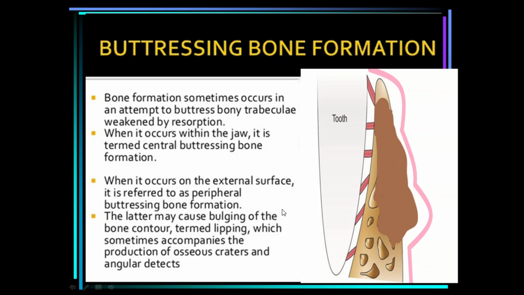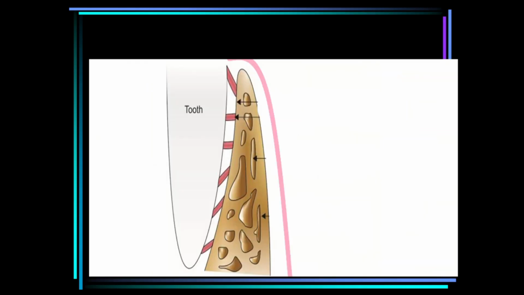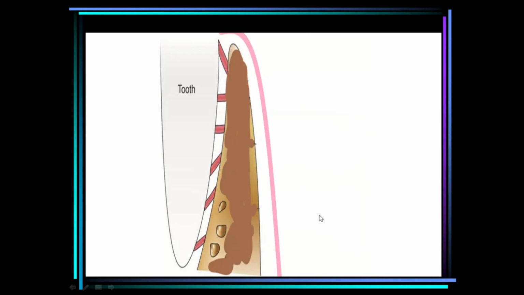or lipping. I have made a diagrammatic representation so that it will be easy for you. This is the socket bone. We can see the trabeculae in the normal, but if they are weakened, then bone deposition is seen in the trabeculae pattern also. This is known as central buttressing, in order to give strength to the bone that is weakened.